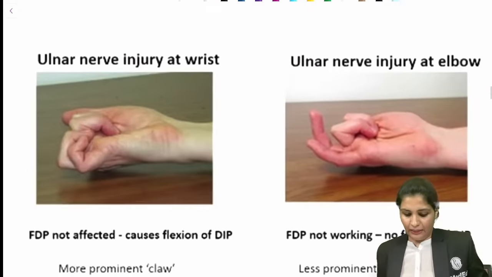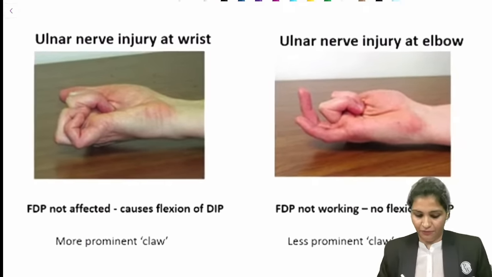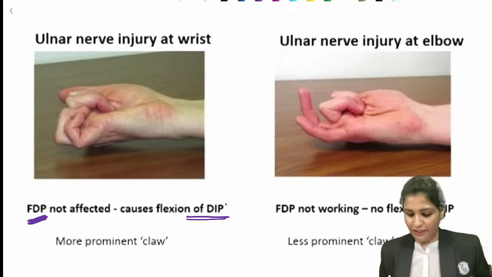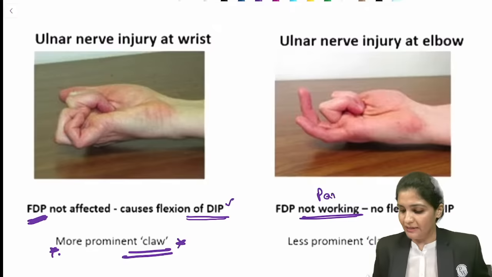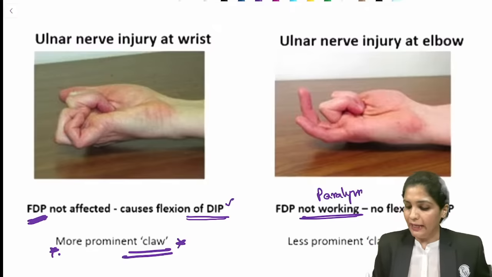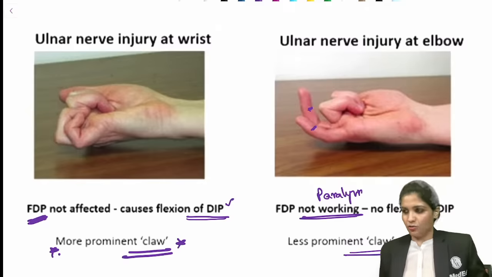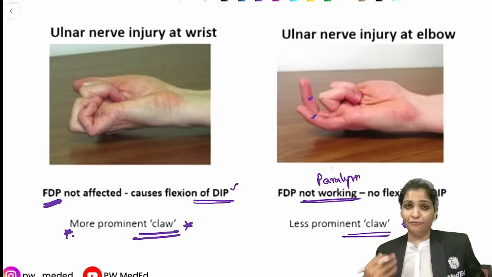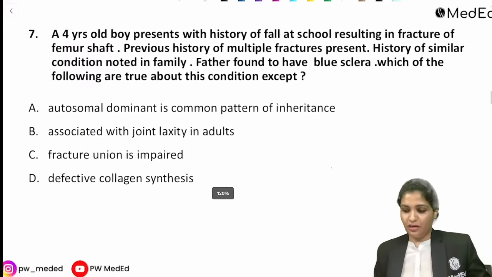So this is what I have tried to explain to you. Whenever the FDP, flexor digitorum profundus, is not affected, it will cause flexion of your DIP, which causes more prominent clawing, right? And if the FDP is paralyzed, there will be no flexion of your DIP joint. So the DIP joint is not flexed, and this is less prominent clawing, right? This is what I have tried to make you understand. Let's go to the next question.